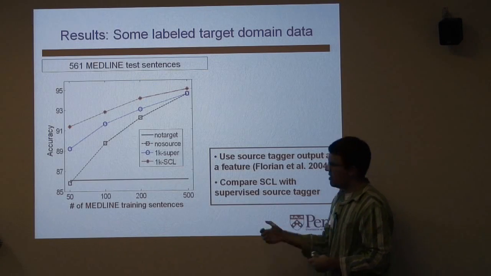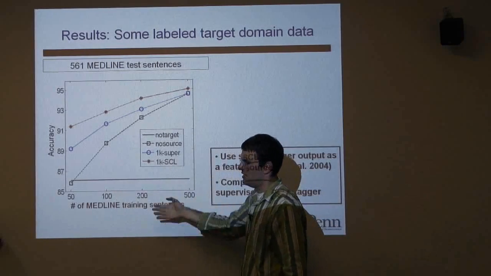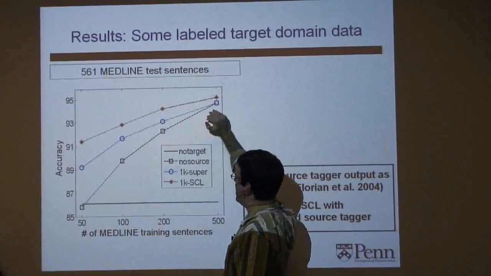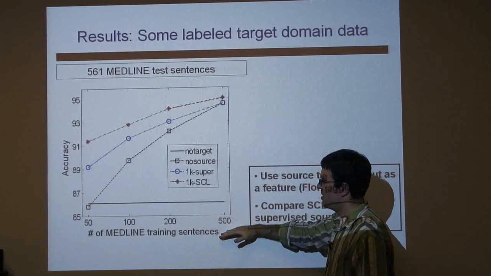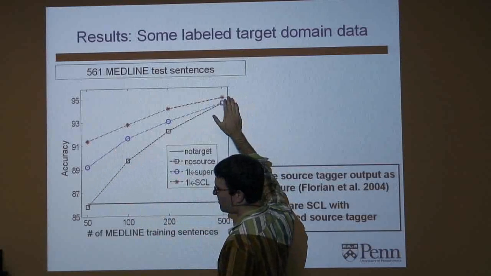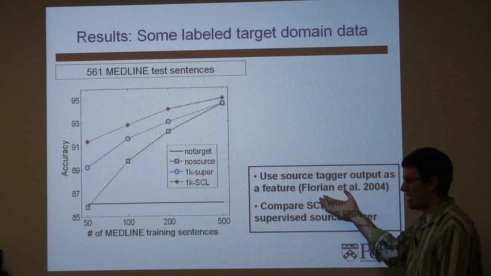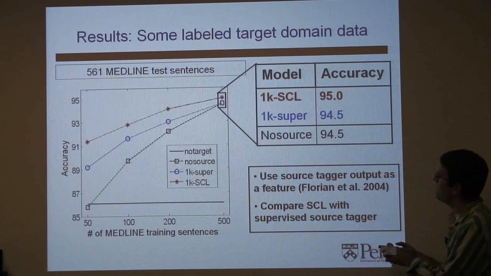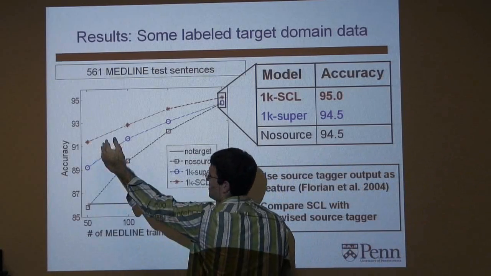Okay, so looking at that, this thick black line here is not using any target data at all. We just ignore this data, that's why the curve doesn't go up. We just train a source tagger. This dotted line is what happens when you use a small number of in-domain training instances. And here the blue line is the supervised tagger, and the red line is SCL, combining it with the target data using the same idea of Florian et al. Again, for this side of the graph, you can get a nearly 40% relative reduction in error.